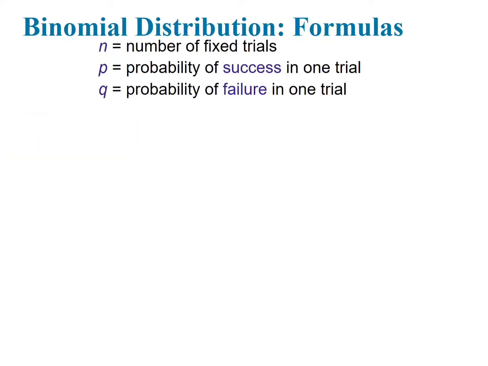Alright, so binomial distribution formulas. Again, n means the number of fixed trials, p means the probability of success in one trial, q means the probability of failure in one trial. So here are some new formulas.